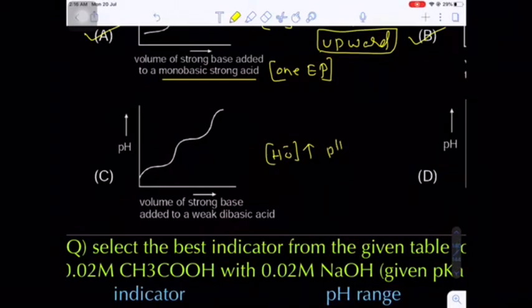Now come to option C. Here volume of strong base is given, that means OH minus ion concentration increases, in the sense pH also increases. Yes, the pH value is increasing. But the thing is, this is not a monobasic acid, this is a polybasic acid. Okay. Now the basicity is what?